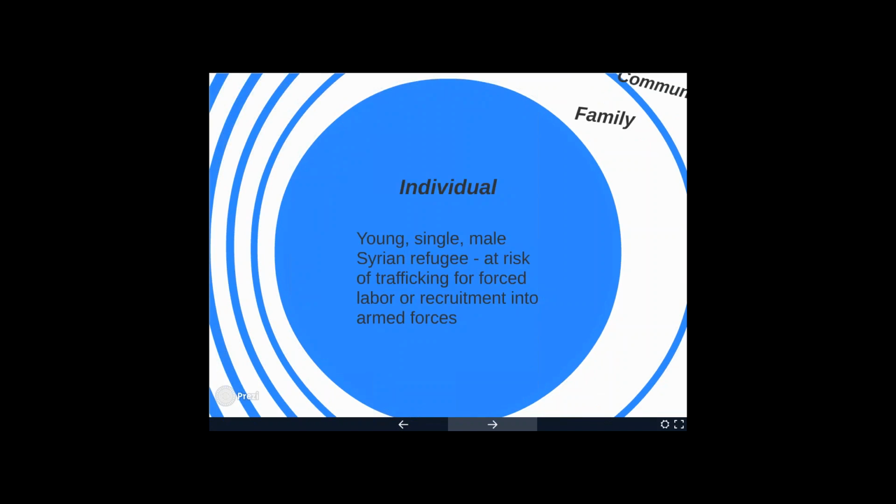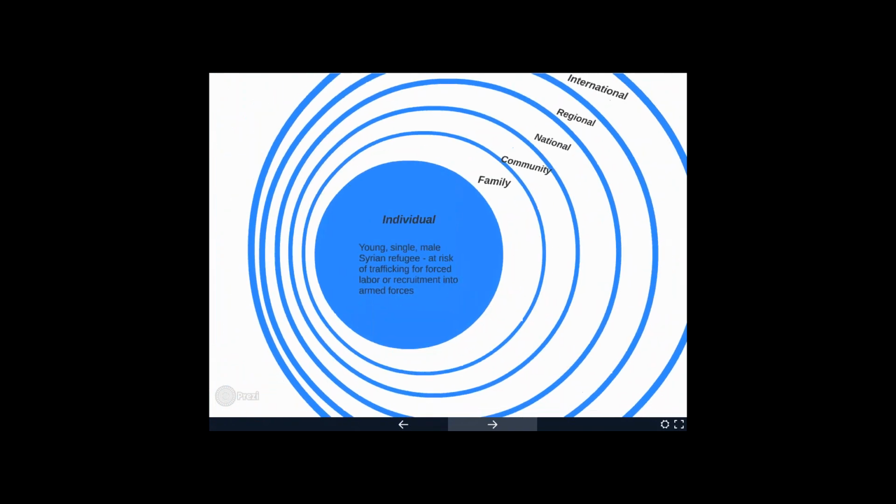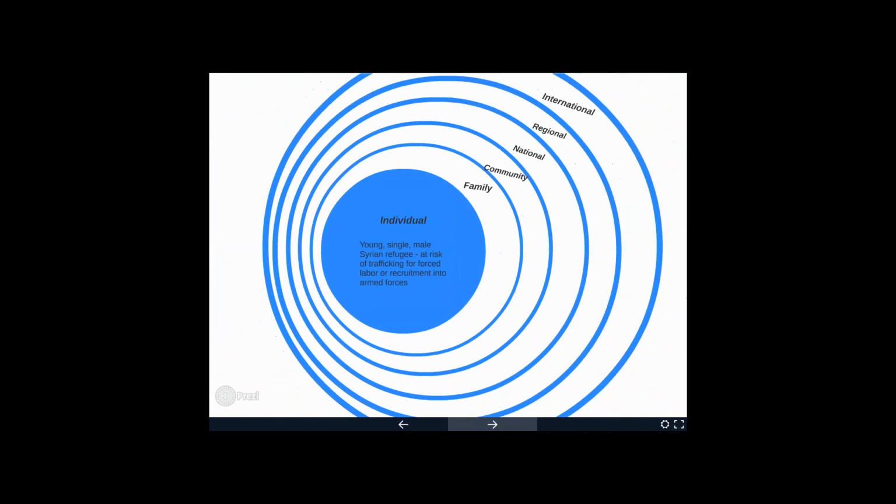So obviously we would be looking at the individual level. So just say, for example, you have a young single male Syrian refugee who's at risk of trafficking for forced labor or recruitment into armed groups. You would want to make sure that you're looking at the family level, the community level, the national level, regional level, as well as the international level.